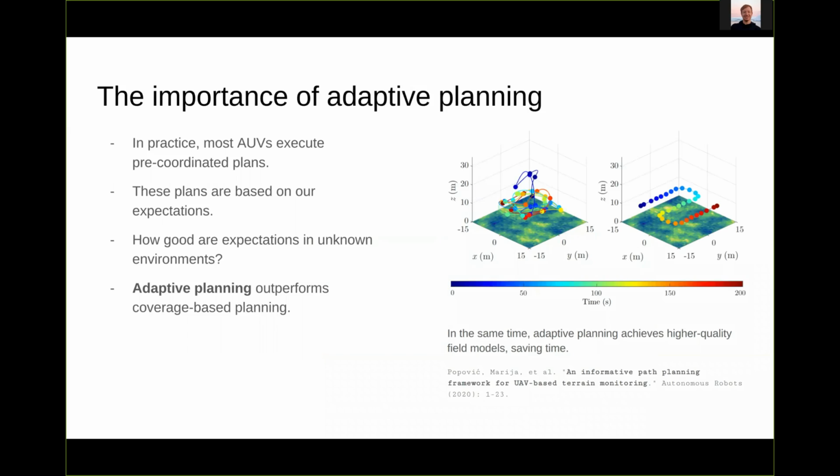In practice, most AUVs execute pre-coordinated plans, which are based on our expectations of the environment. Of course, in areas in which we already have a broad ship survey, we may have a reasonable expectation of what is there. However, in inaccessible and unknown regions, such as under ice shelves, how good can our expectations actually be? To circumvent this predicament altogether, the AUV should be able to develop its own expectation of the environment as it gathers data, and plan accordingly to improve its understanding of the environment.